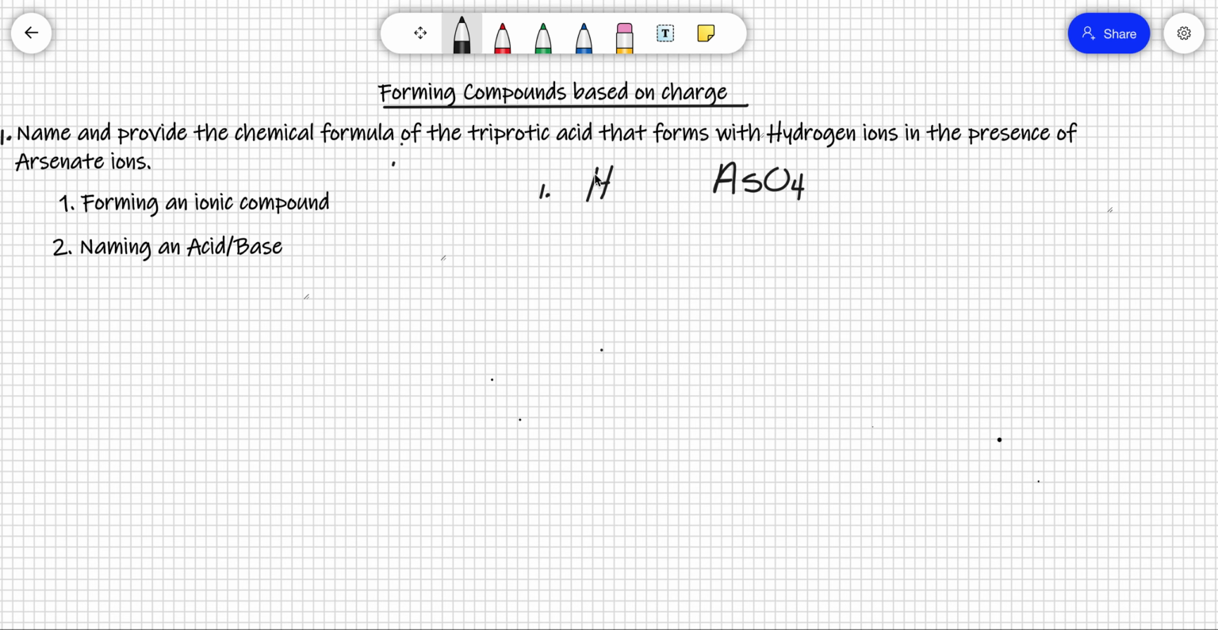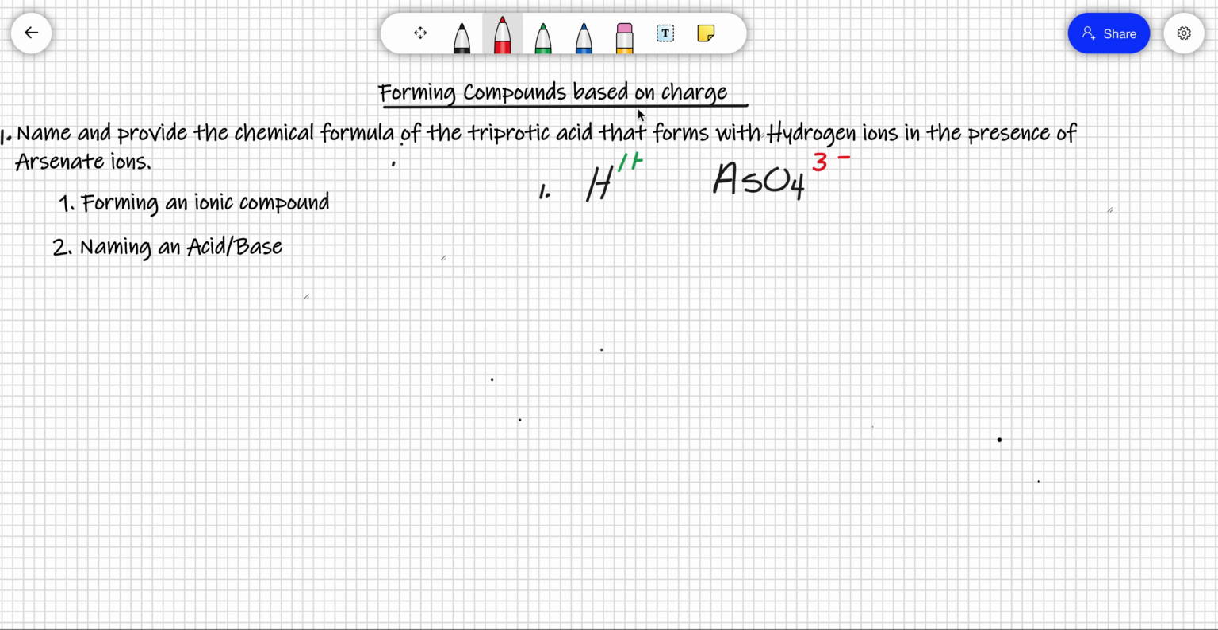Then we have to establish the charges. Well, I know that hydrogen is a +1 ion, or cation, and I know that arsenate is a 3- ion. I know this just because I know it, but I'm going to give you guys a reference document so you can look these up. But these charges, you just got to know. We're going to get to why they're this later on in the class, but for right now, just know that these are the charges that they carry.